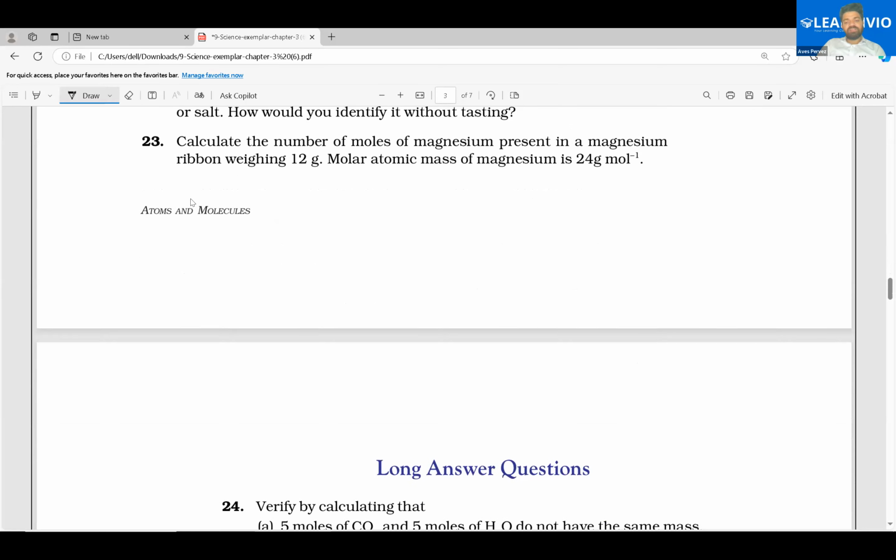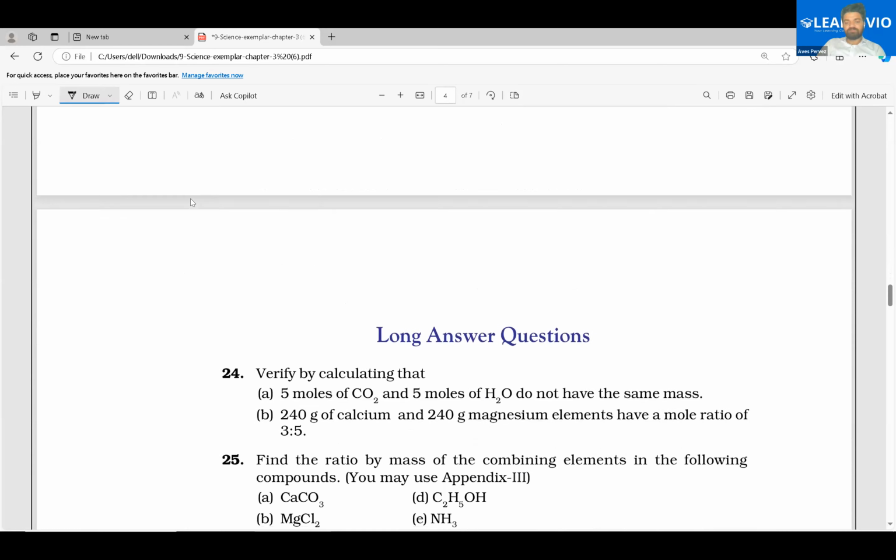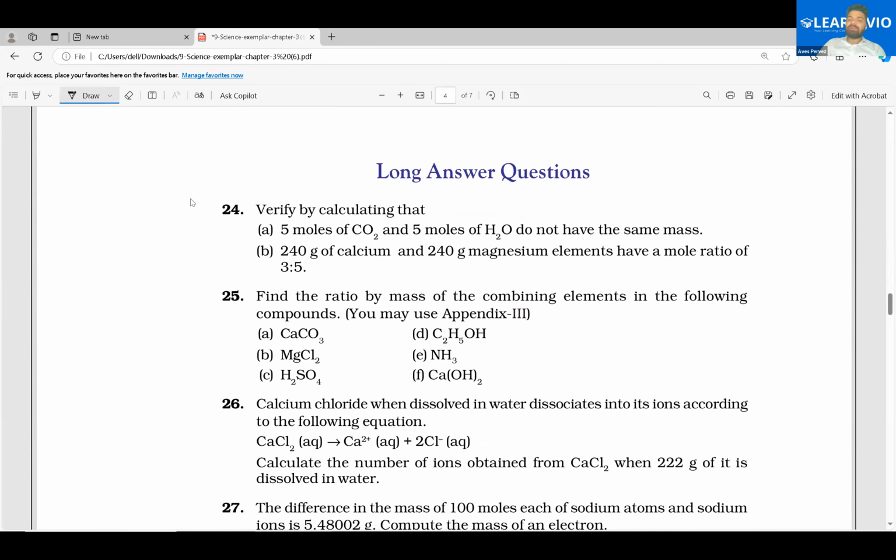Now let's move towards the mass percentage. What is the mass percentage? Mass percentage is very simple. We have two things: the mass percentage of an element and the mass ratio. Mass ratio is a different thing and mass percentage is a different thing.